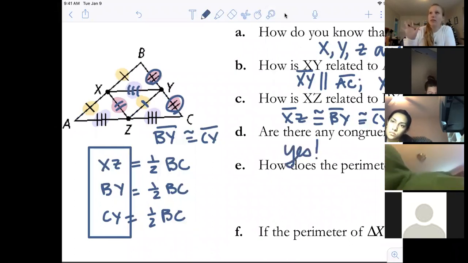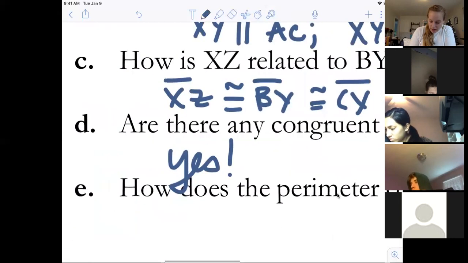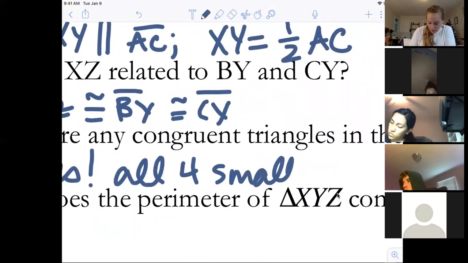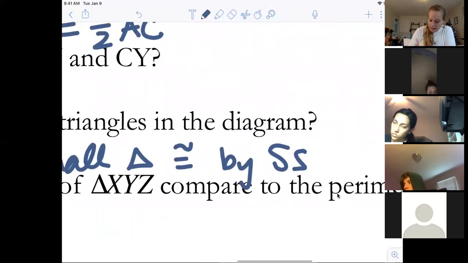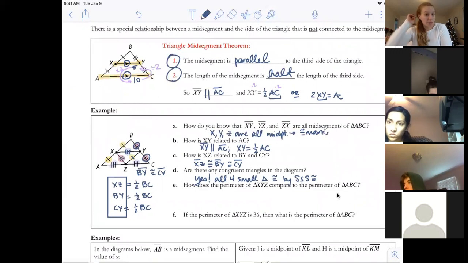What of my five theorems tells me that these angles are congruent? Side, side, side. Very good. So I'm going to say all four of the small triangles are congruent. And I don't know who helped me, but thank you, by side, side, side. I didn't mark any angles, but I marked all of my sides, and all my sides are congruent. So by side, side, side.